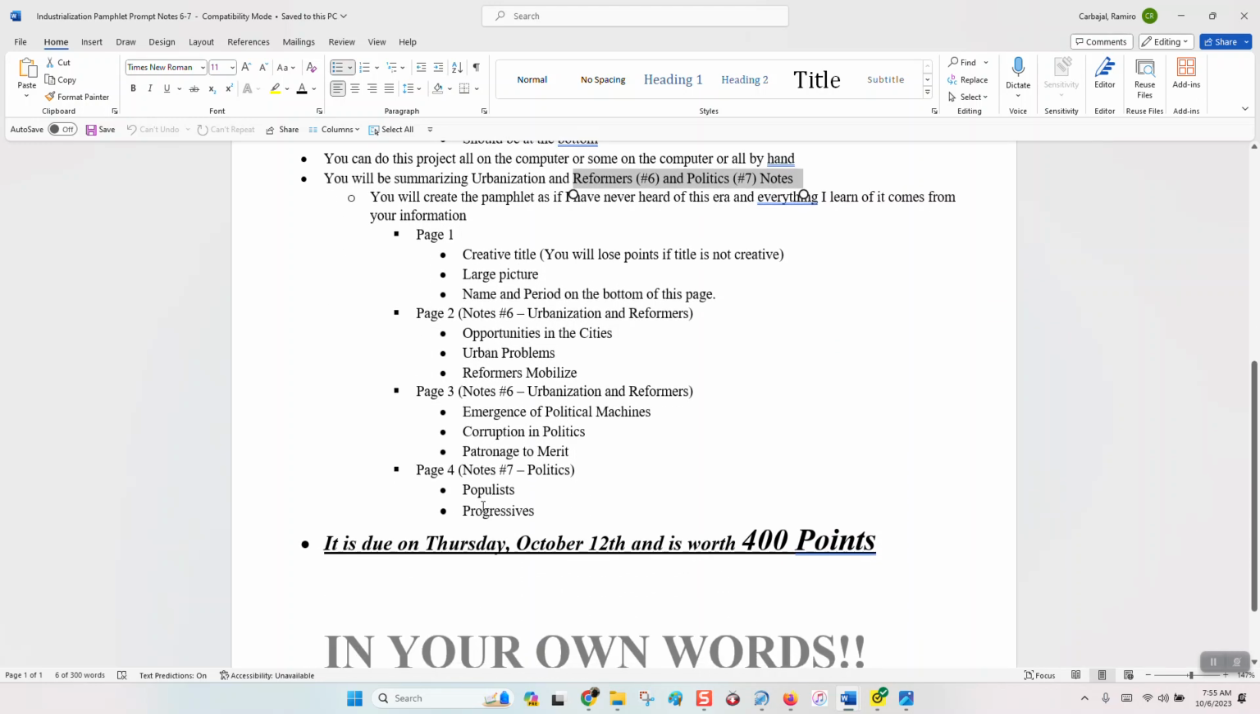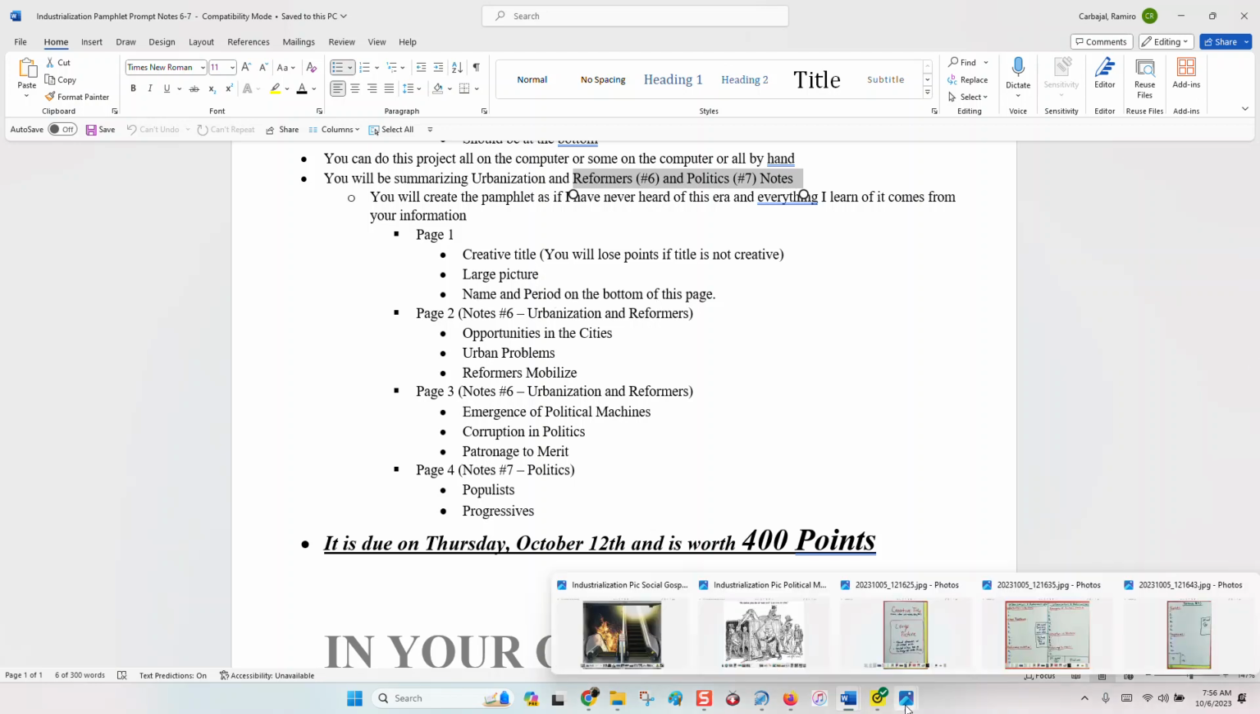So on page 1, it asks you to do 3 things. To write a creative title, and again, you will lose points if you don't do this for not being creative. You've got to choose a major idea that we're covering in notes 6 and 7 and come up with some sort of creative title. Then you've got to put a large picture in the middle. The picture can be drawn by hand or printed out, or it could be a whole bunch of little pictures like a collage, and then your name and period at the bottom of the page.